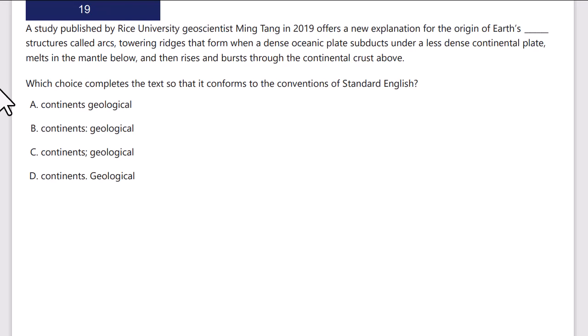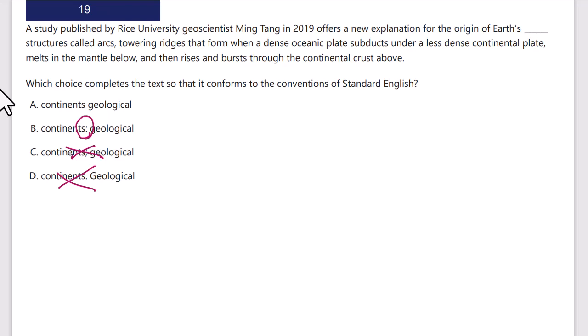So this is definitely going to be some kind of punctuation for Earth's continents. Geological structures called arcs, comma, towering... That's not it. It's not going to be a period in this case. It's therefore probably not going to be a semicolon. I think this is going to be a colon. It's definitely not going to be no punctuation. So Ming Tang in 2019 offers a new explanation for the origin of Earth's continents. Okay. The new explanation follows the colon.